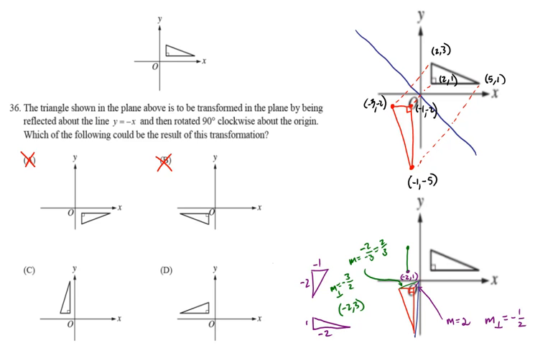The third point, which has coordinates negative 1, negative 5, passes through the origin, so its slope is negative 5 over negative 1, which is 5. So its perpendicular slope is negative 1/5, and its point will be negative 5, 1.